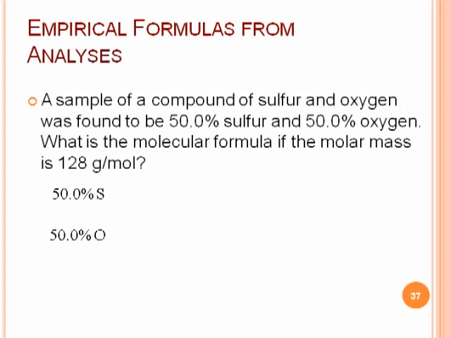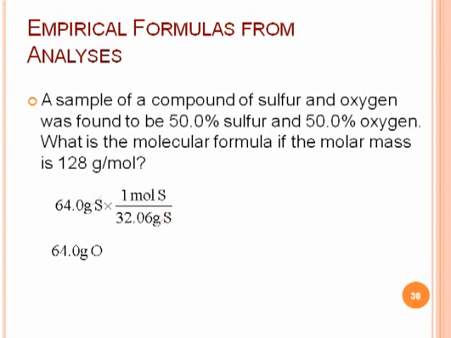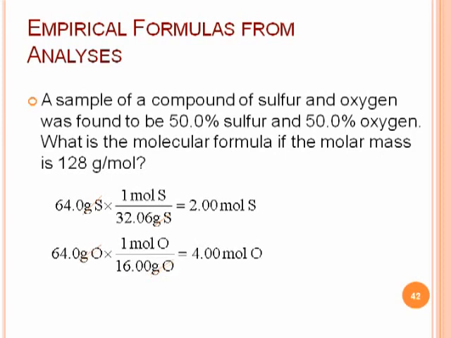In this case, I'm going to assume a 50-50 split on the percentage. So 50% of 128 is 64. We'll change both of those to 64 grams of sulfur and 64 grams of oxygen. Now let's proceed normally. Divide through by 32.06 grams per mole, and we get about 2 moles of sulfur. Do the same for the oxygen: divide through by 16 grams per mole, and we get 4 moles. So you can see I got a 2 to 4 relationship.